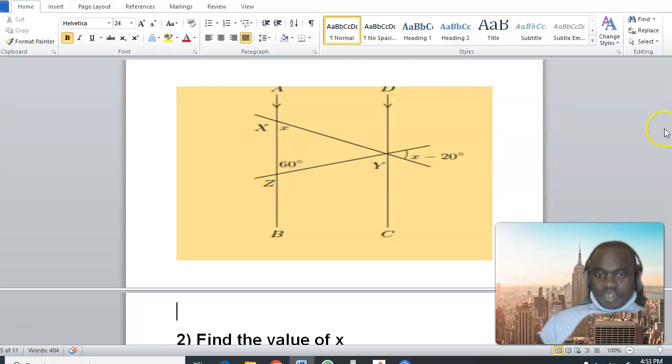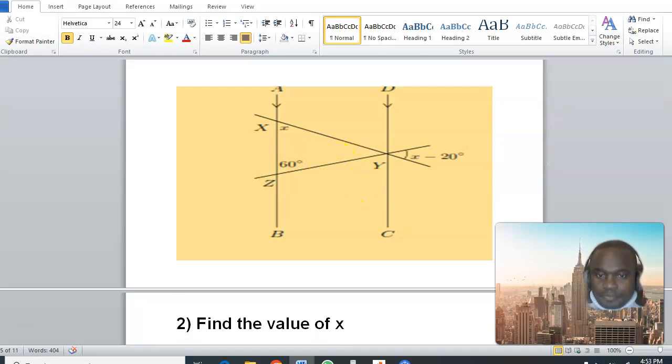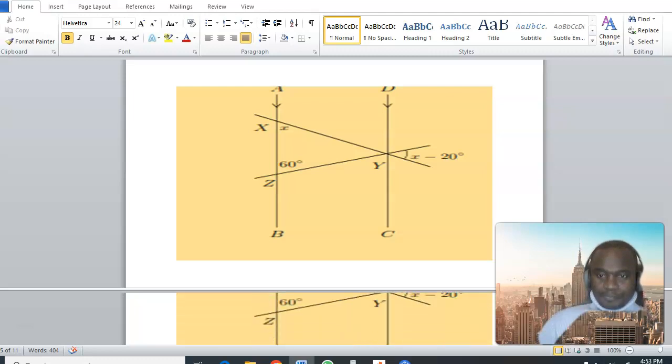Find the value of x from this diagram. How do we do that?